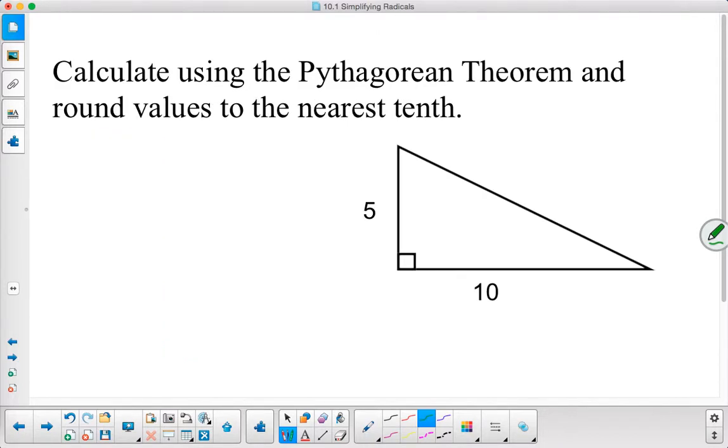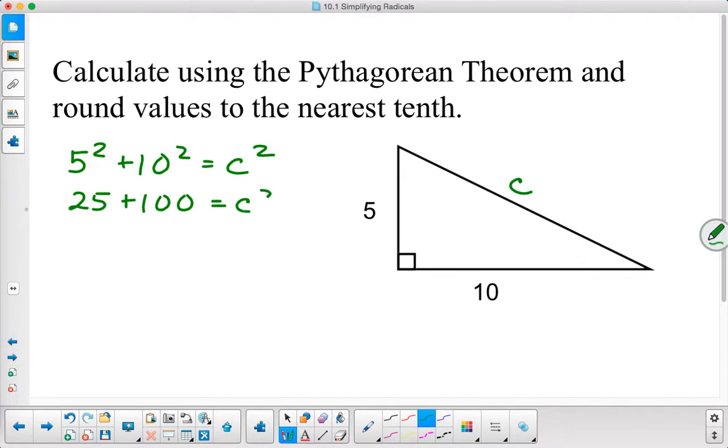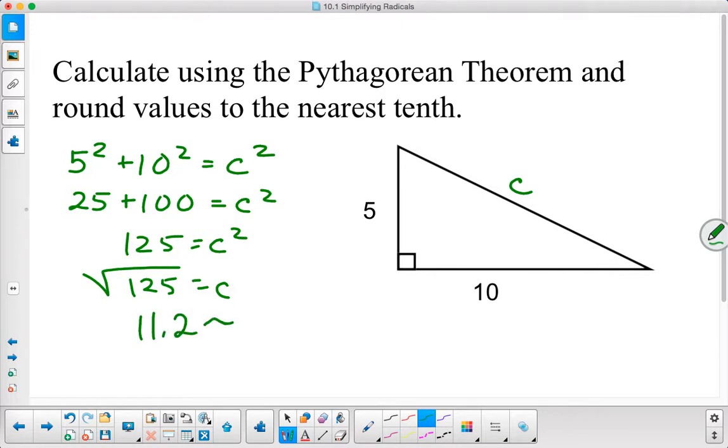Then we calculated with the Pythagorean theorem. So 5 squared plus 10 squared equals c squared. We've done this before, so just a reminder. 25 plus 100. So to get c, you have to do the square root of 125. The directions here say nearest tenth. So that is 11.2, approximately the hypotenuse.